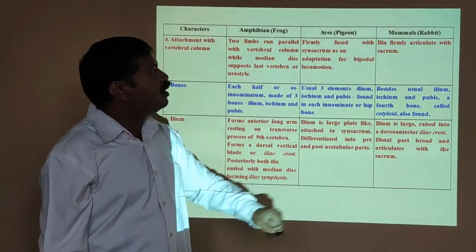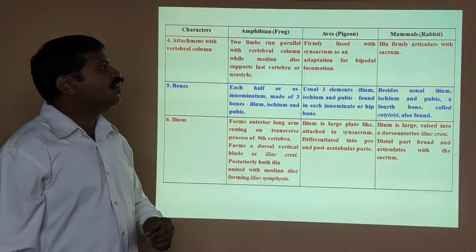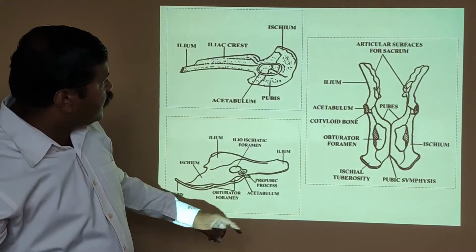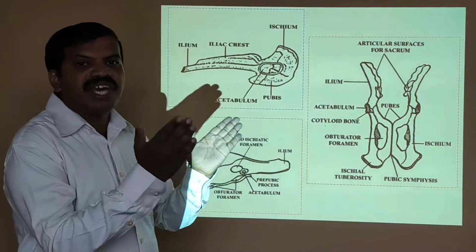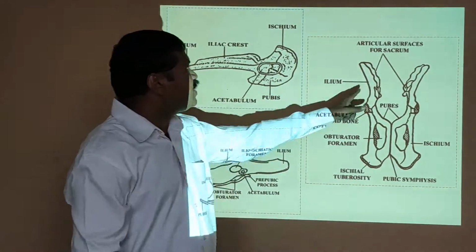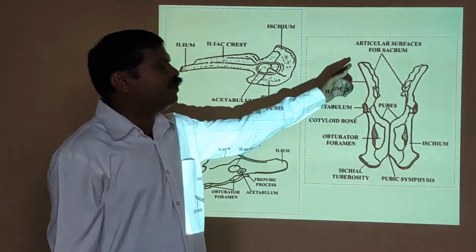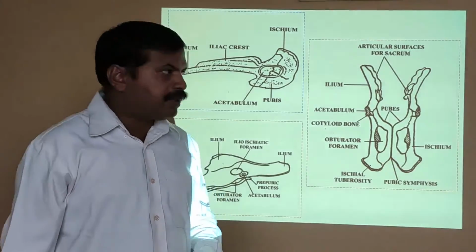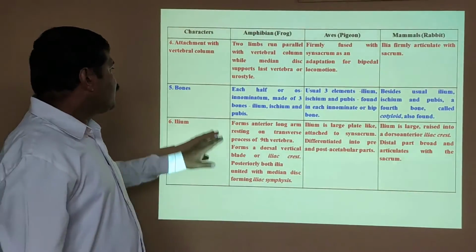And in case of the mammals, both the iliums are firmly articulated with the sacrum. That can be seen here. So here these are the iliums, the two wing-like extensions where you can see the facets, the articular surfaces, which provide space for the articulation of the sacrum, which is present at the end of the vertebral column. Right.